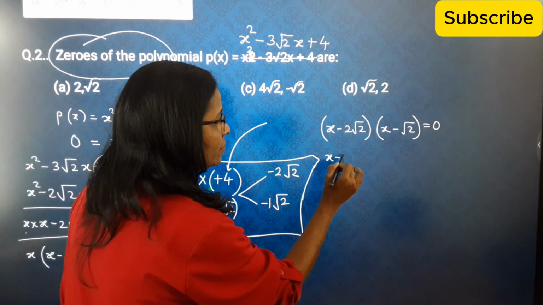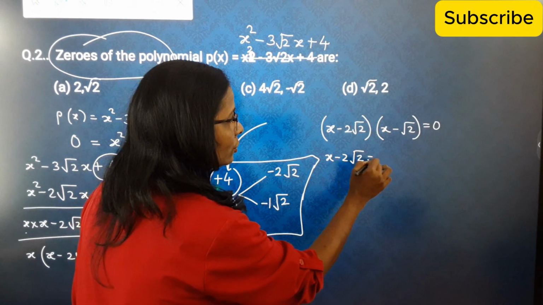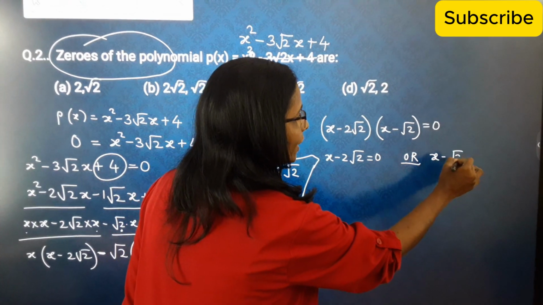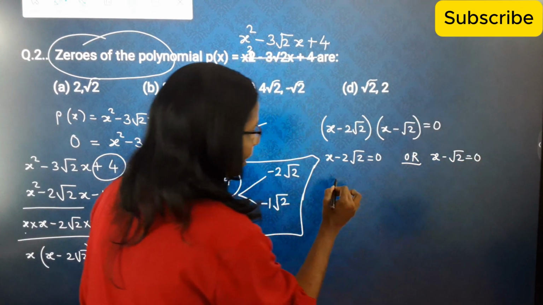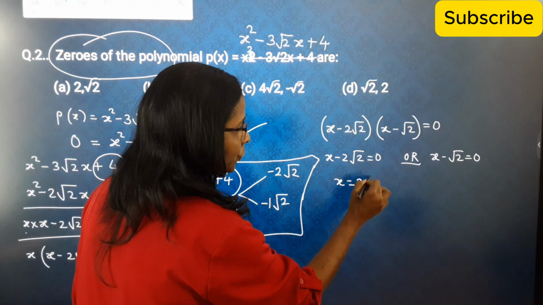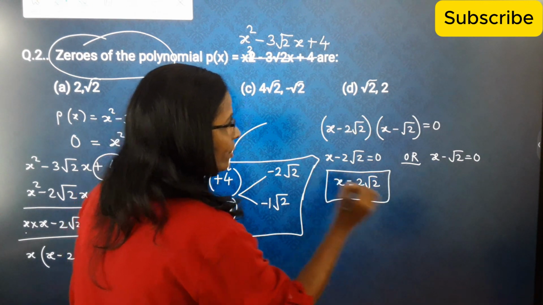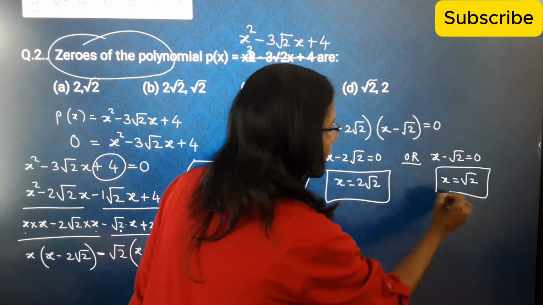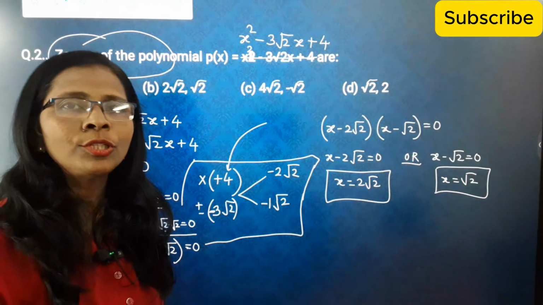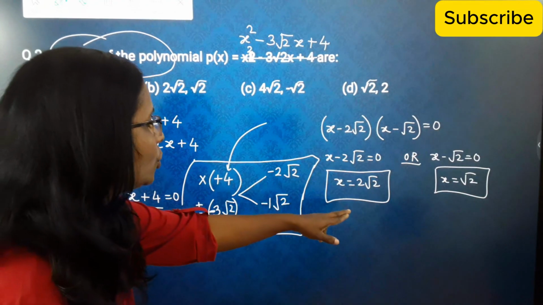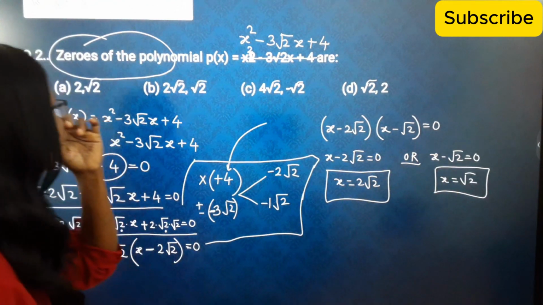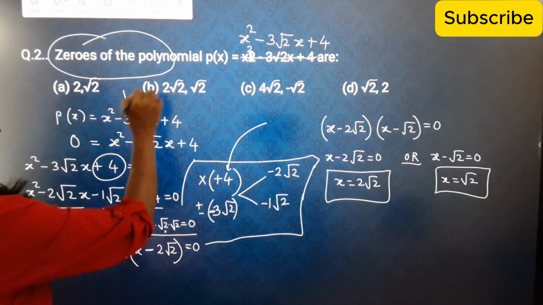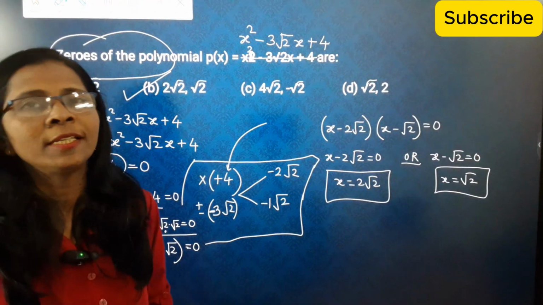So now the first bracket is equal to 0, or x minus root 2 is equal to 0. So x is equal to 2 root 2, or x is equal to root 2. Now students, we have the two roots, 2 root 2 and root 2. So which option is it? The second one, that is B. So option B is correct, student.